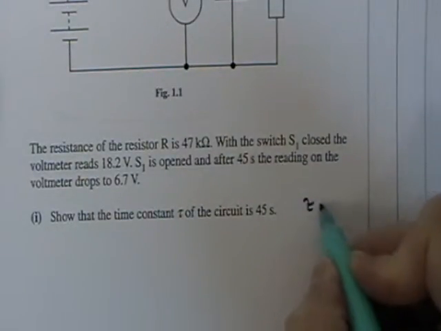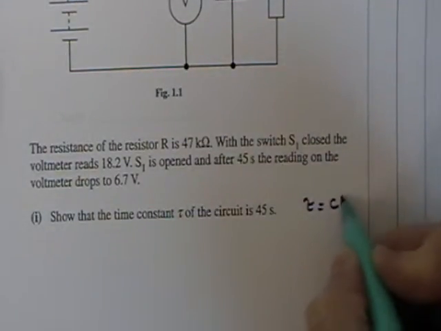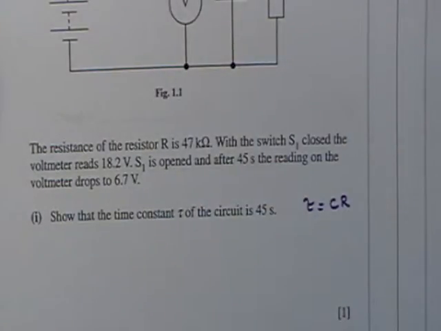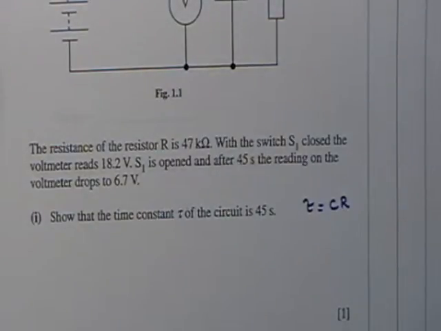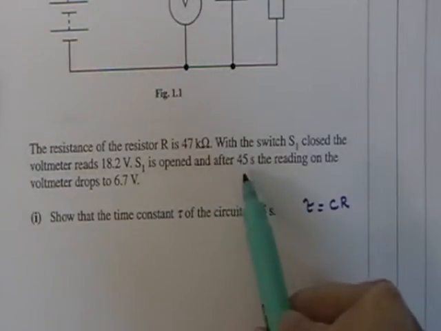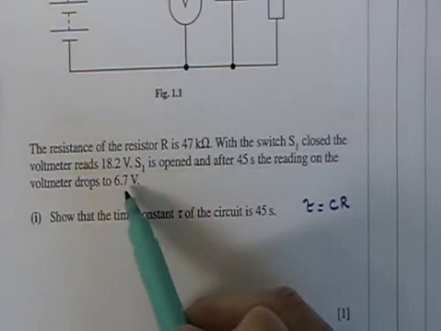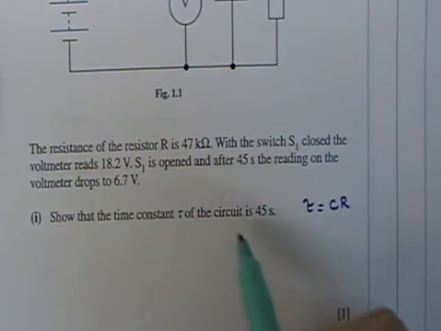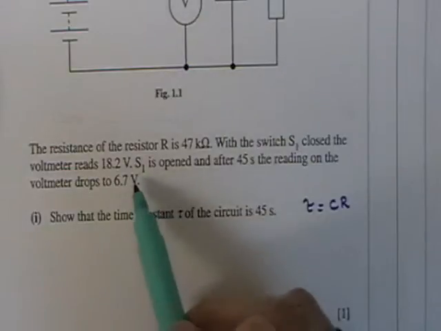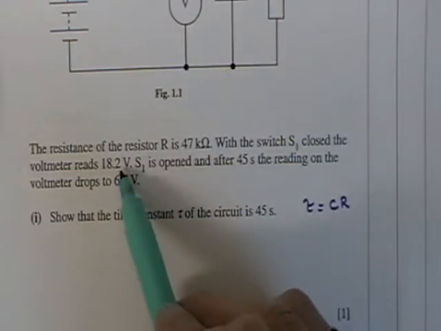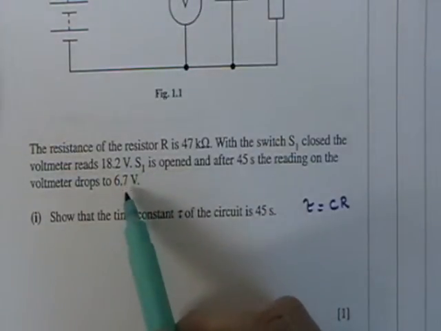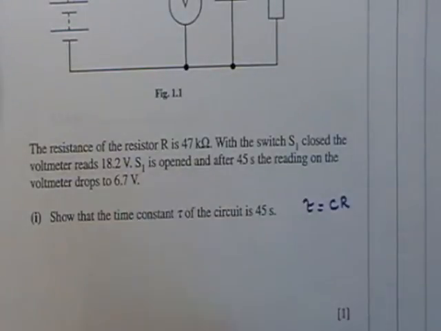Now we know a calculation for the time constant is CR, but we don't have a value for C, and so we can't use that. The other alternative is that after 45 seconds the reading has gone down to 6.7 volts. So we know after a time constant the reading should have gone down to 37% of its original. So what we're going to check is whether 6.7 is 37% of 18.2.